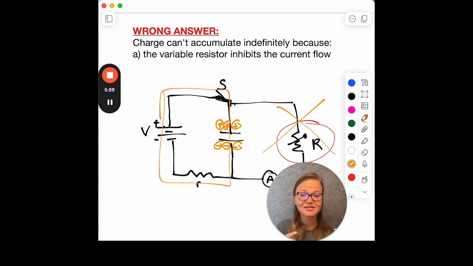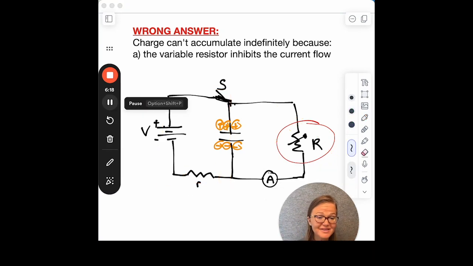And they even tell us this in the passage, right? They tell us in the passage that our variable resistor is only at play when our capacitor is discharging, or releasing the charge already stored. The resistor that the passage tells us is at play when our capacitor is charging, and we can see here in our diagram, is going to be our fixed resistor right here. So that's why this answer choice is wrong.